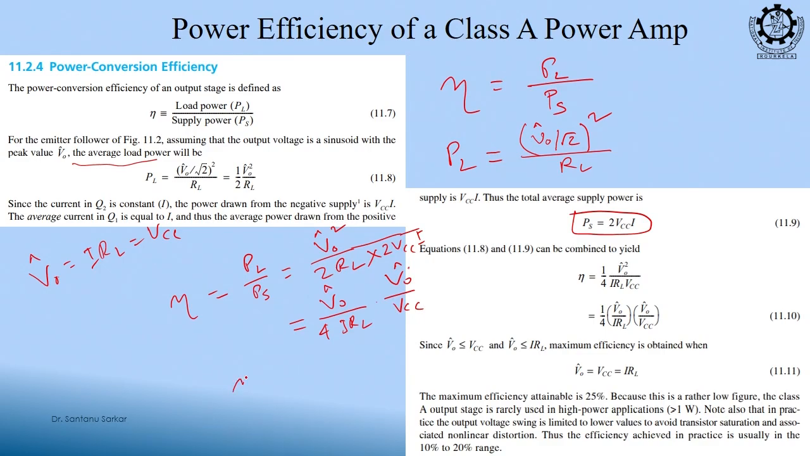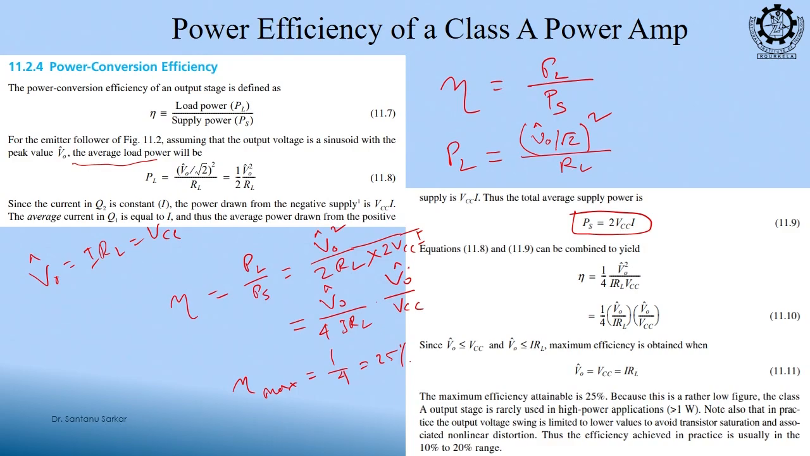So, what will be zeta max? 1 by 4. 1 by 4 means how much percentage? 25%. So, what is the meaning? 1/4 of the power is actually delivered to the output, rest of the power is dissipated, wasted as heat.